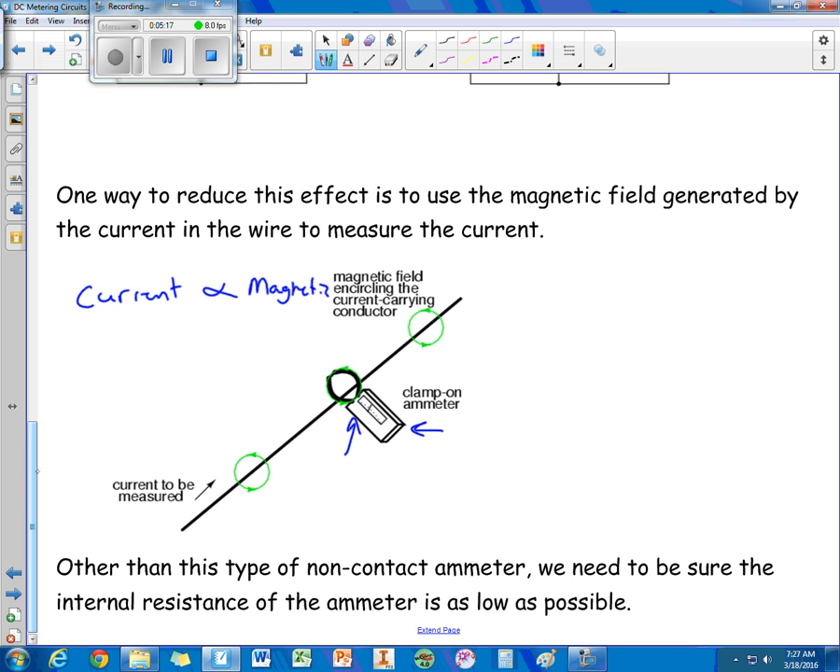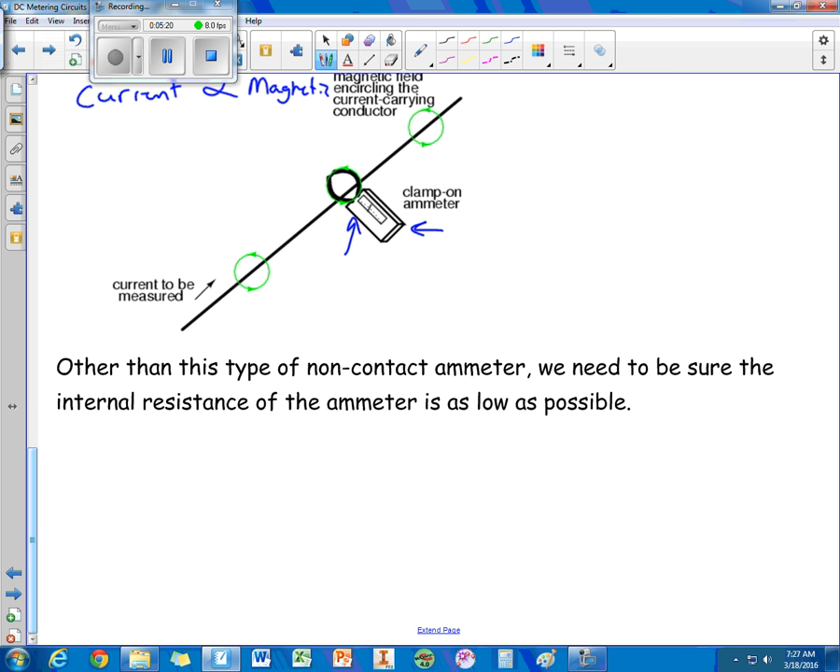Other than the non-contact ammeter, then, for the ones we're going to be using, we just need to make sure that their internal resistance is as low as possible. That way we can minimize the effect of the internal resistance of the ammeter.